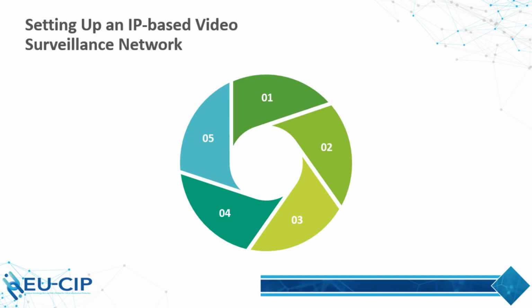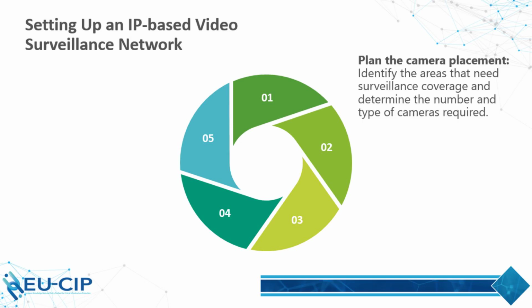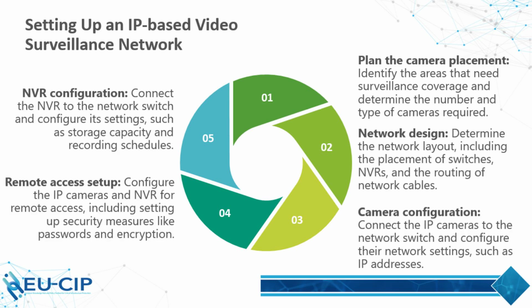The setup of an IP-based video surveillance network entails the following steps. Plan the camera placement. Identify the areas that need surveillance coverage and determine the number and type of cameras required. Network design. Determine the network layout, including the placement of switches, NVRs, and the routing of network cables. Camera configuration. Connect the IP cameras to the network switch and configure their network settings, such as IP addresses.